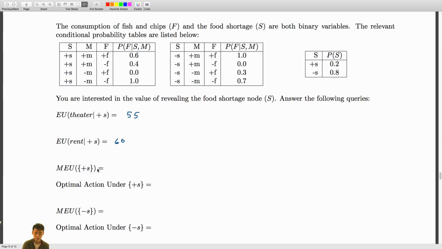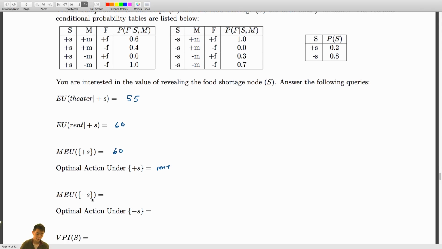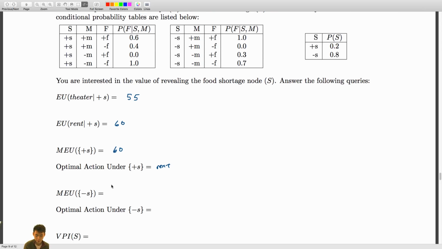The maximal expected utility, when you know that there's a food shortage, is still the same as if you didn't know anything or if there's no food shortage at all. So that's still the answer from part A, so that's 60. The optimal action is still the same, which is renting. And if there's no food shortage, that still doesn't affect our decision, so that's 60. The optimal action is still rent.